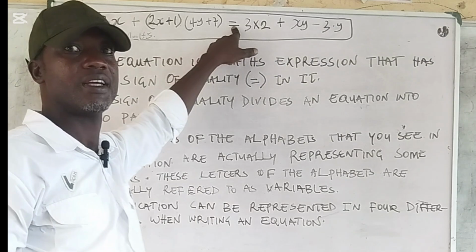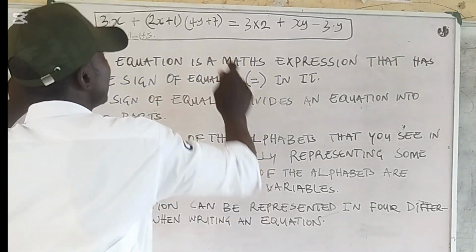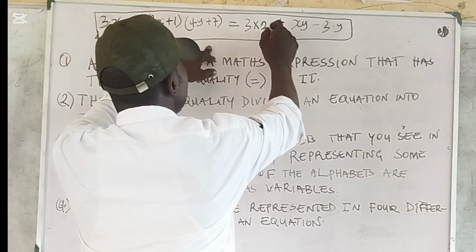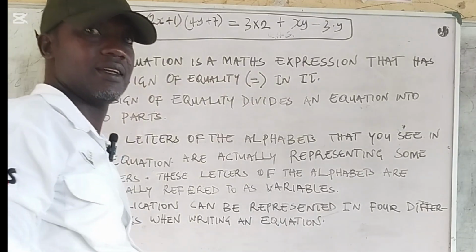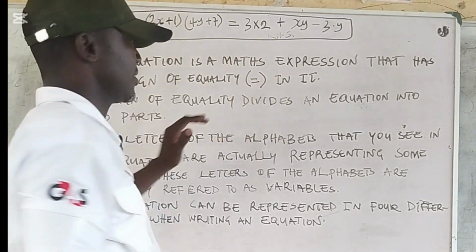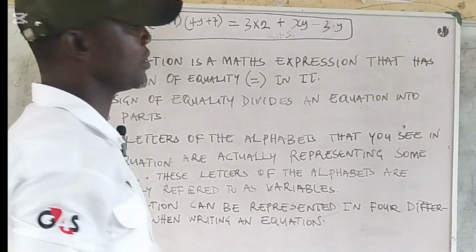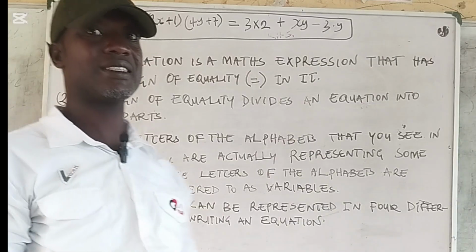This is the boundary. The sign of equality serves as the boundary. Then everything that is to the right of the sign of equality is known as the right-hand side. So the sign of equality divides an equation into two parts. The part that is to the left of it is known as the left-hand side of the equation, while the part that is to the right of it is known as the right-hand side of the equation.